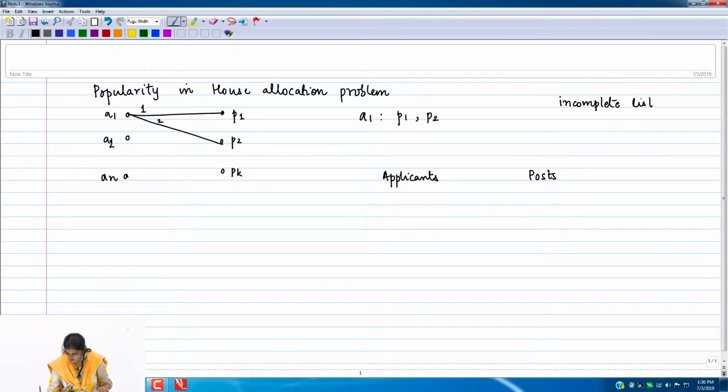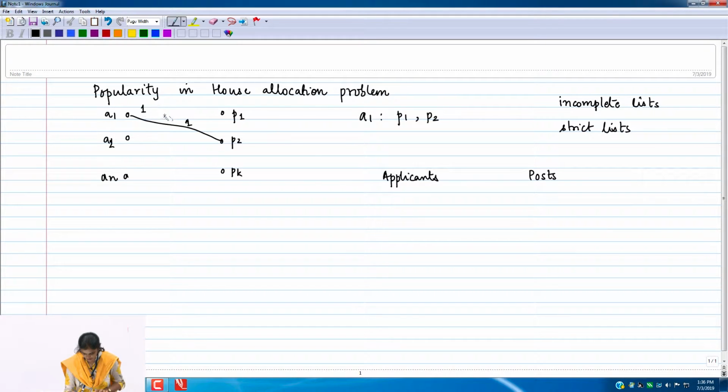But we will not allow ties for the moment, that is, we will not say that some applicant can rank both the edges A1 P1 as well as A1 P2 with rank 1. This is not allowed for now. So, there are no ties in preferences, or what are called strict lists, and we have been following this most of the time in our lectures. Yesterday there was an assignment in which you were asked something about ties, but for the most part of the lectures we have been having strict lists.